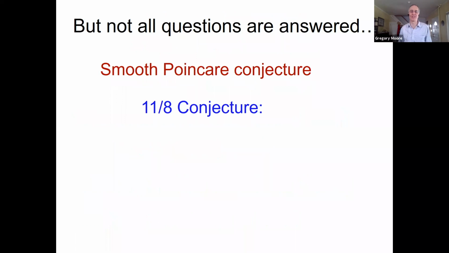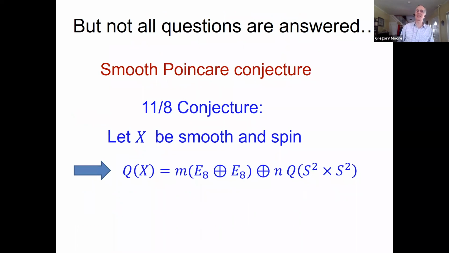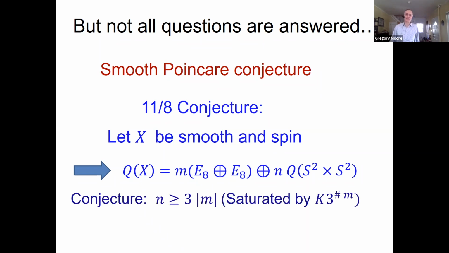It won't play a role in the rest of the talk, but there's something called the 11/8 conjecture, which says that if X is smooth and spin, it's well known that the intersection form, which calculates intersections of surfaces in this four-dimensional manifold, has to be of this form: some integer number m of copies of the E8 plus E8 lattice, plus some number n of copies of the intersection form of S2 times S2. Then the conjecture says that n is bounded below by 3 times m, so it's saturated by connected sums of K3 surfaces.